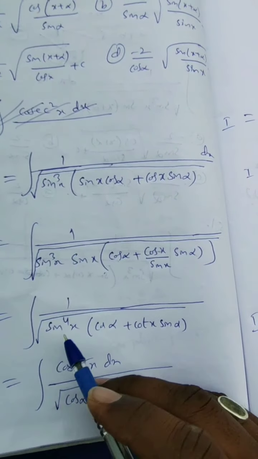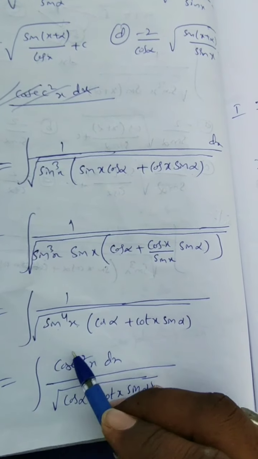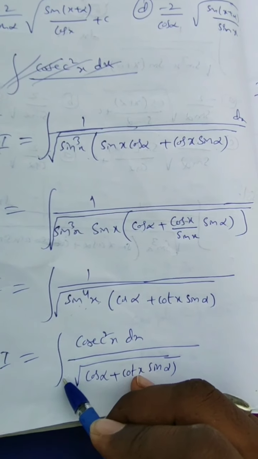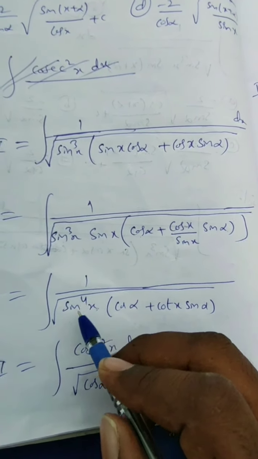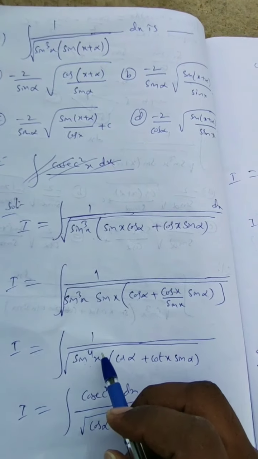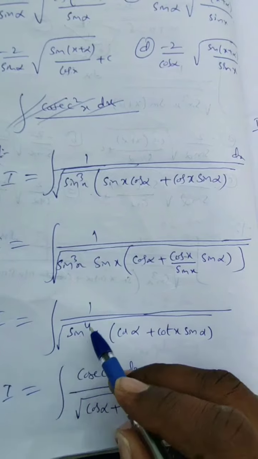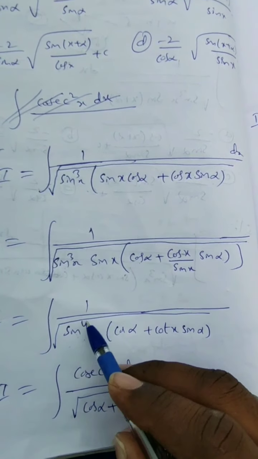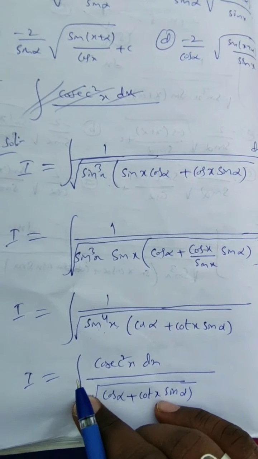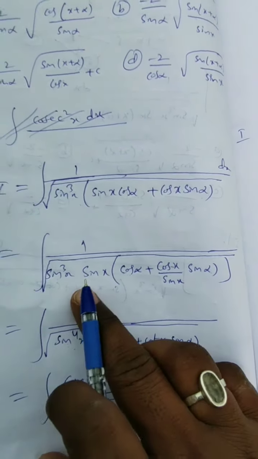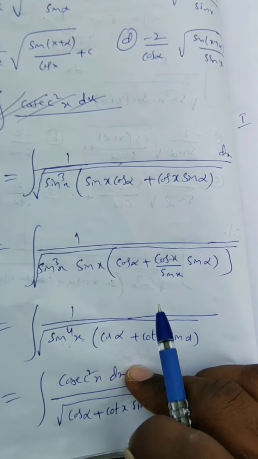Hope you understand. This is sine power 4 x, and sine power 4 x under root is sine square x. I can write this as 1 upon sine square x, the square root cancels with the square, so it is mod sine square x. In the question there is a condition that x is greater than 0, so under root of sine square x comes out as sine square x. So 1 by sine square x is nothing but cosec square x, and the answer is cosec square x dx.